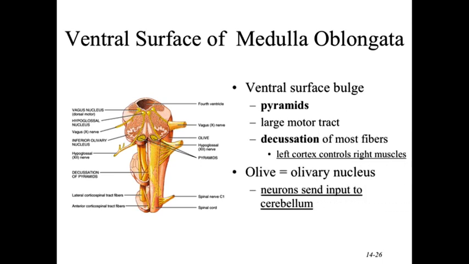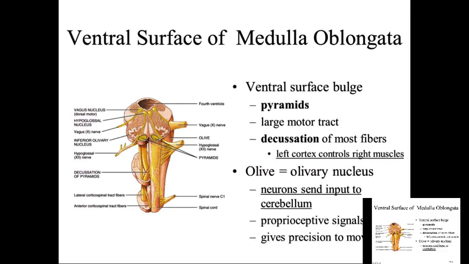Okay, in the medulla, on the ventral side, on the anterior side, there is a region there. You can see that ventral surface bulge where we have the pyramids. And the pyramids are actually where this decussation takes place. When you look at the word decussation, it sounds like deca, which is 10. And we can see the X, the crisscross, right here. This is the crisscross of the corticospinal tracts.